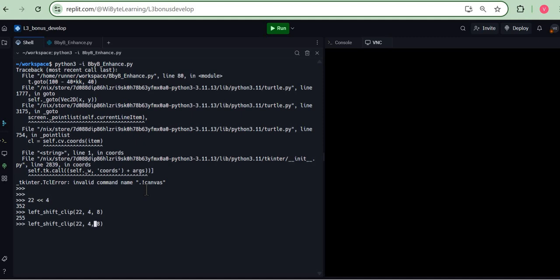In fact, we can see this. If I did, for example, 22 1, that's 44, which is fine. 22 2 is 88. 22 3 is also fine, 176. But the moment I go to 22 4, it gets limited to 255. So basically, this is a clipping function, quite useful in several applications where we have such numbers being represented.